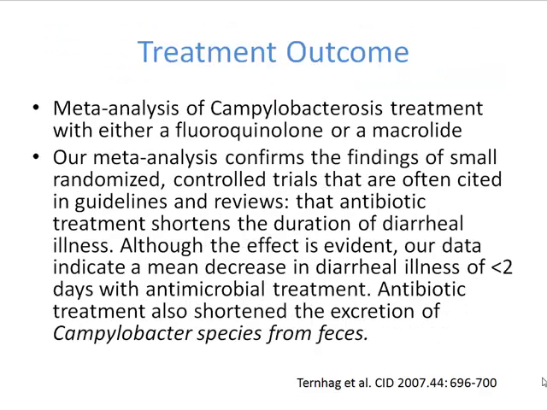So let's talk a little bit about those treatment outcomes. Look at meta-analysis, where you look at lots of studies and try to pool them together. Here's one that was published by Ternhag et al., looking at Campylobacter. This would be not for the systemic or bloodstream type, but just general campylobacteriosis. What they found, looking at fluoroquinolone treatment or macrolide treatment, is that it basically shortened diarrheal illness by about 2 days or less. And there was some effect on decreasing the excretion of Campylobacter. That was the clinical outcome.